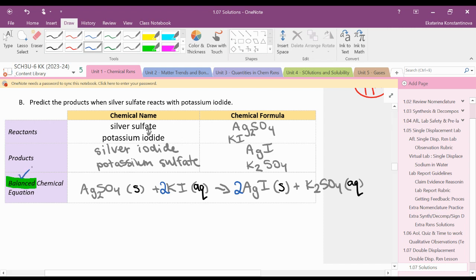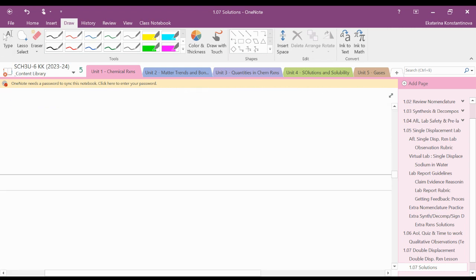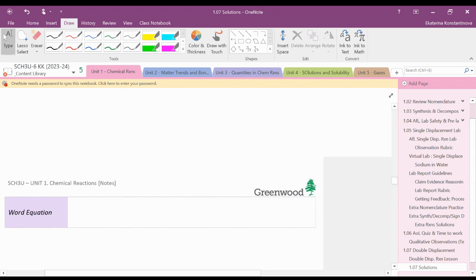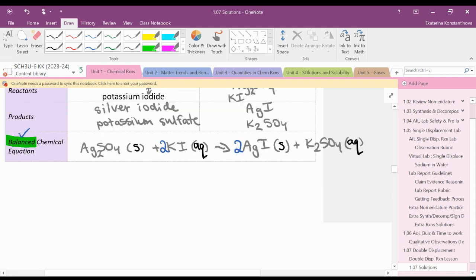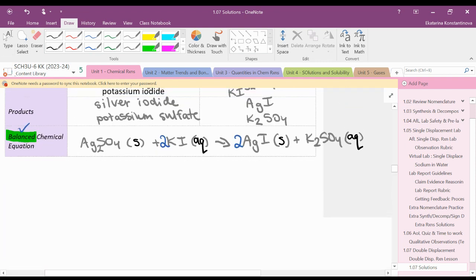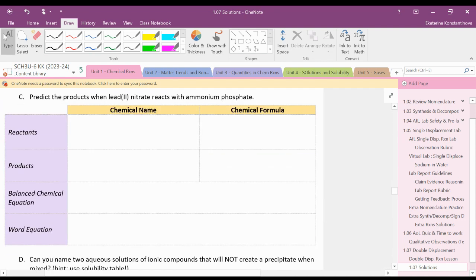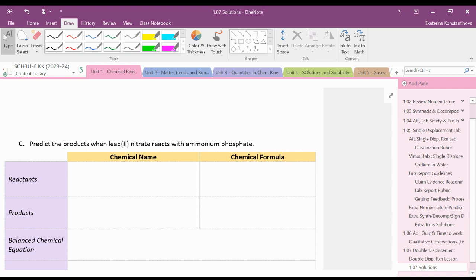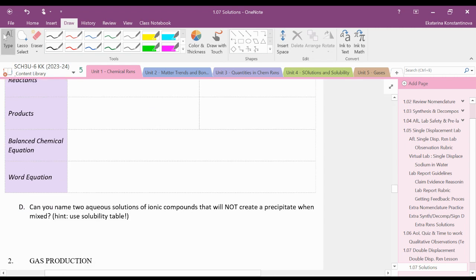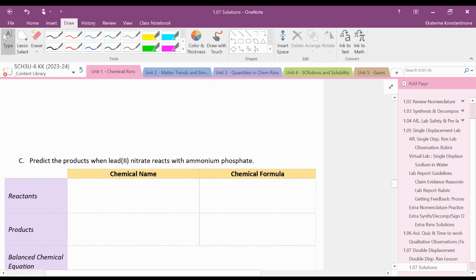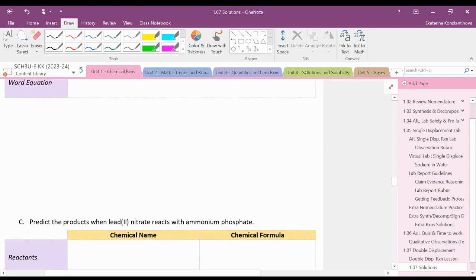So yes, we are now balanced. All right, so I'd like you to try the next. Oh, we forgot the word equation. I'm going to let you do the word equation by yourself here. Okay, and then you're going to proceed to do the practice for the rest of the worksheet for precipitation.